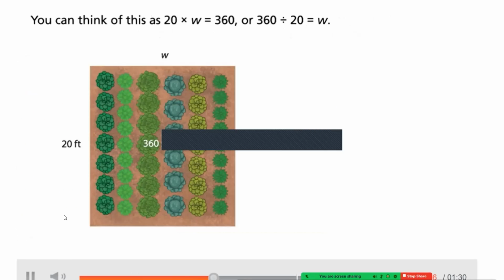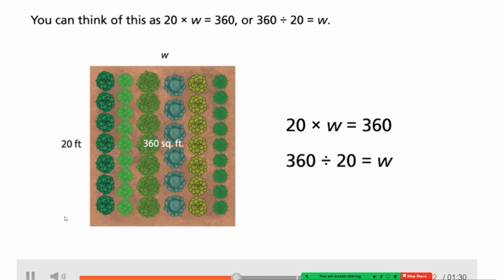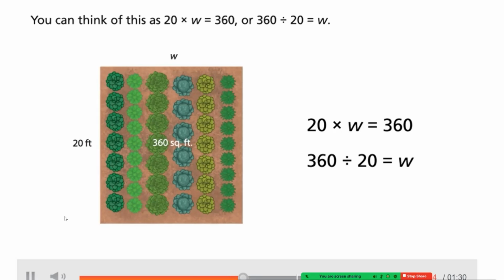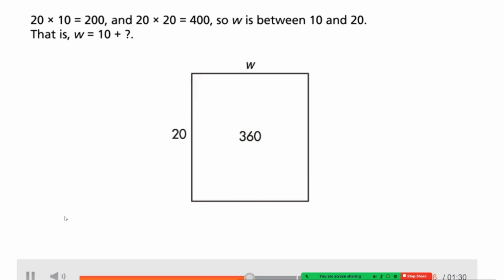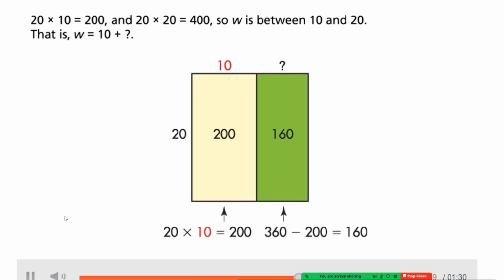You can think of this as 20 times W equals 360, or 360 divided by 20 equals W. 20 times 10 equals 200, and 20 times 20 equals 400. So W is between 10 and 20. That is, W equals 10 plus an unknown number.